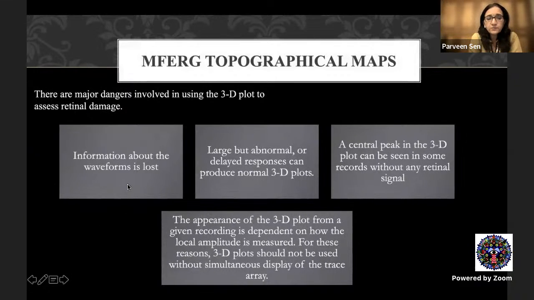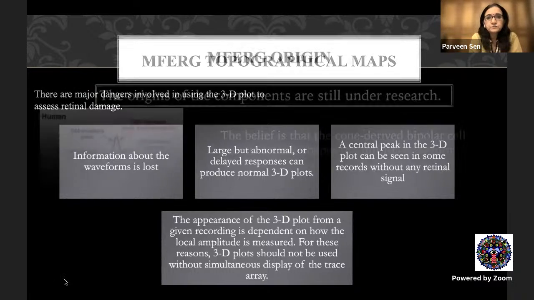This is because you must understand that these topographical analyses are made based upon the changes in the amplitude. So they definitely are not giving us any information where the latency or the implicit times are concerned. You can have large or abnormal delayed responses and still have normal 3D plots, because 3D plots only take into consideration the amplitudes. Sometimes the noise itself can give you the central peak without it being a true response from the retina.